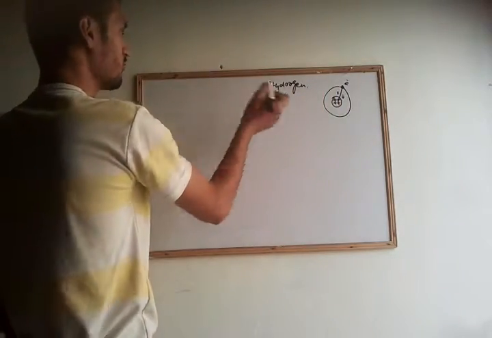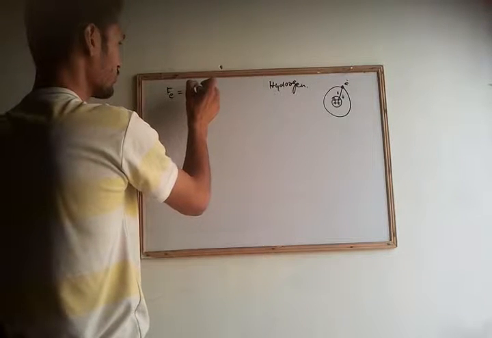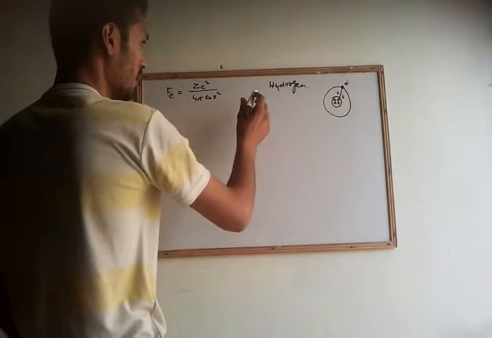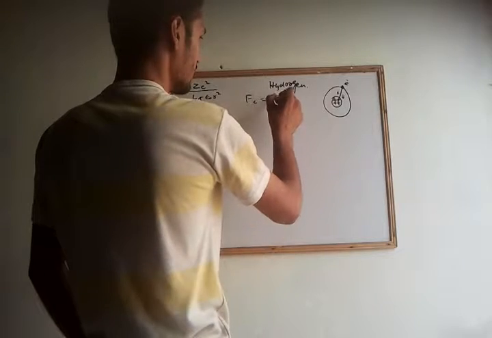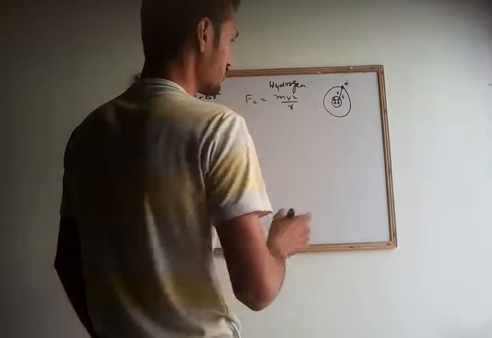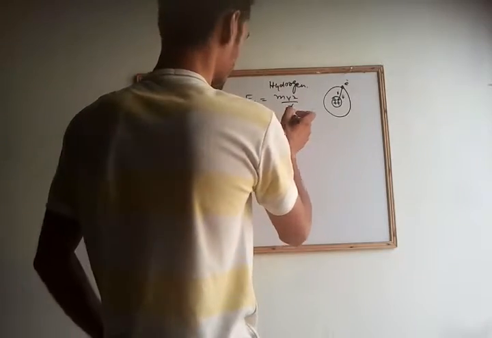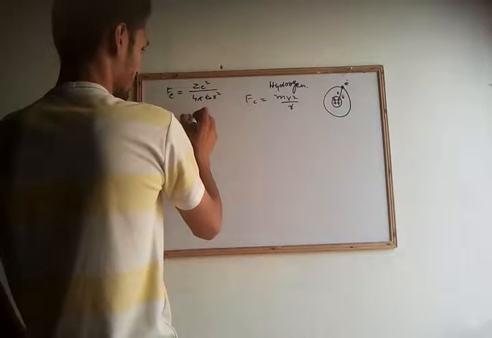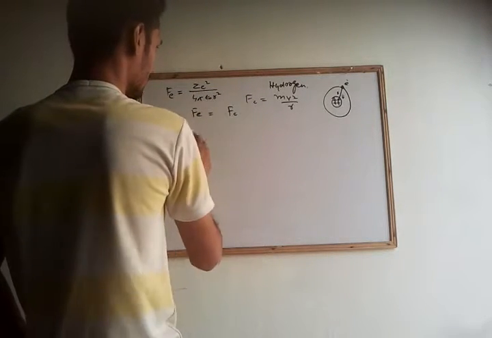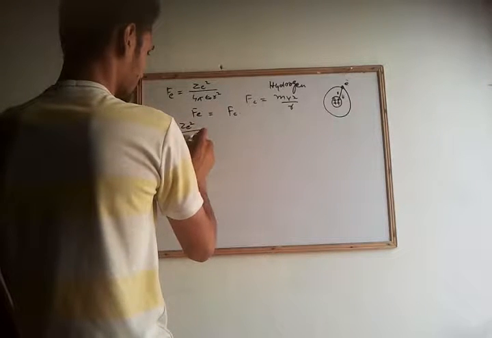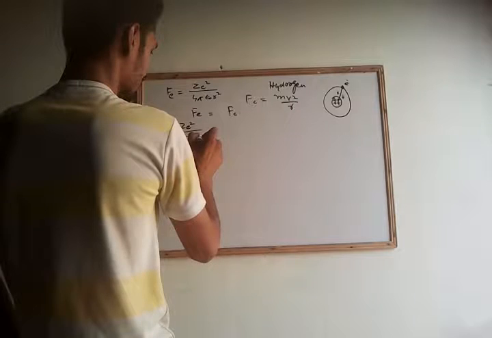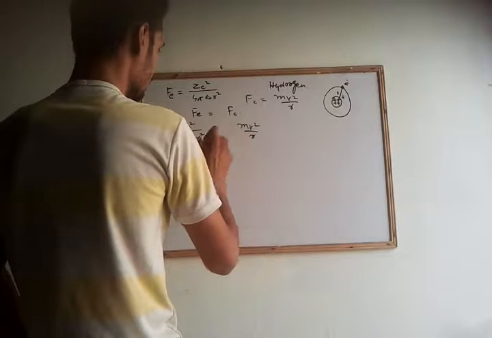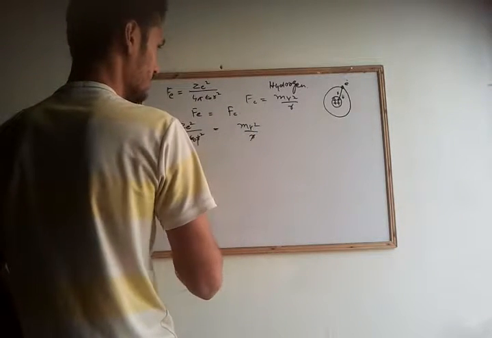One is the electric force, which is equal to Z e square over 4 pi epsilon naught r square, and the other is the centripetal force, which is equal to m v square over r. Both forces are equal, so we will compare: Z e square over 4 pi epsilon naught r square is equal to m v square over r. Here r cancels out.